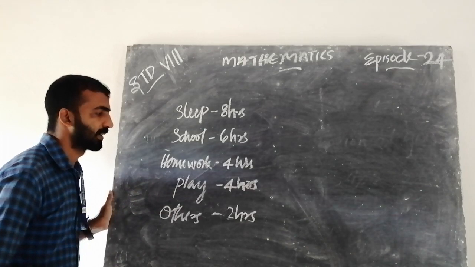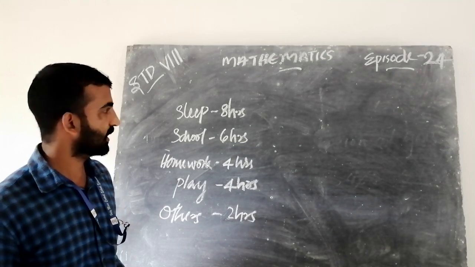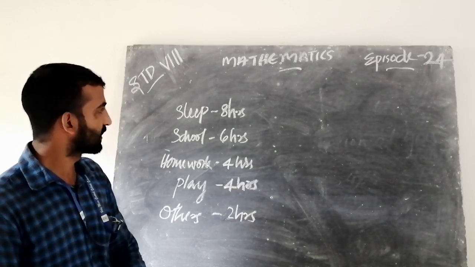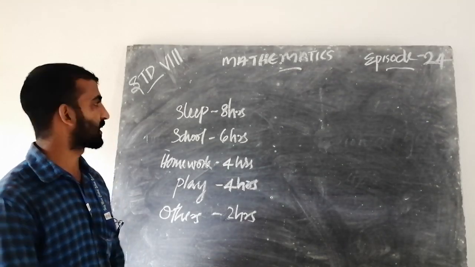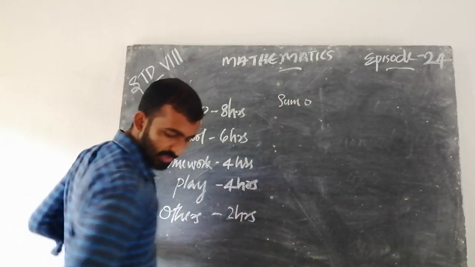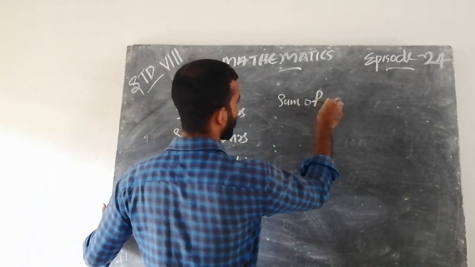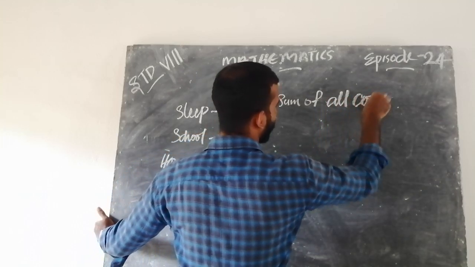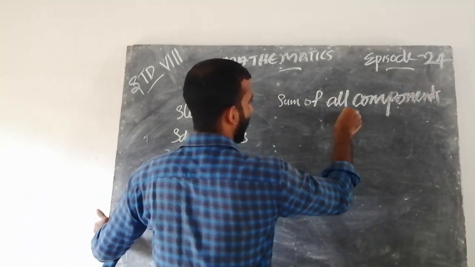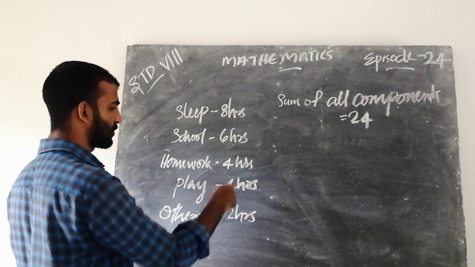Yes, we want to draw a pie chart. First, what is the total? Here the total is the sum of all components. That is 8 plus 6 is 14, 18, 22, 24.